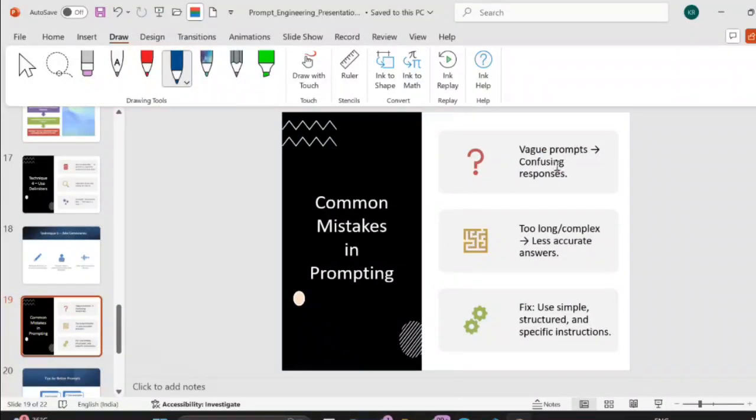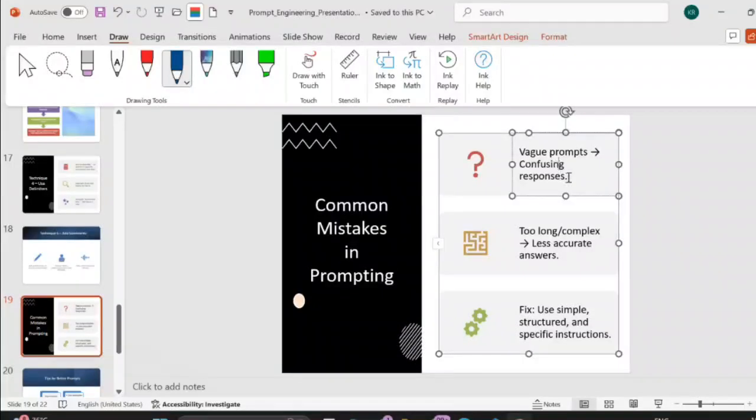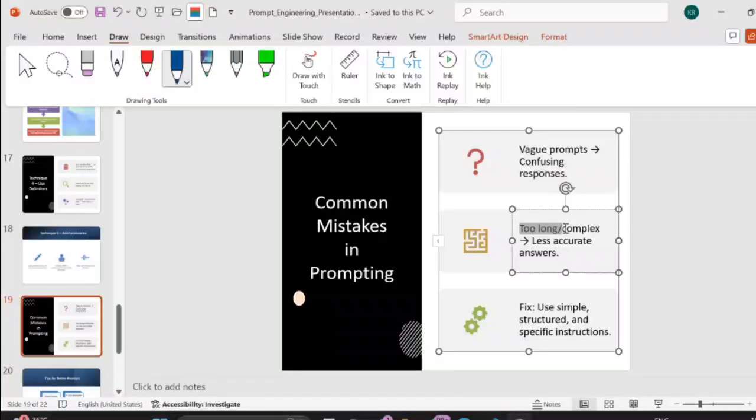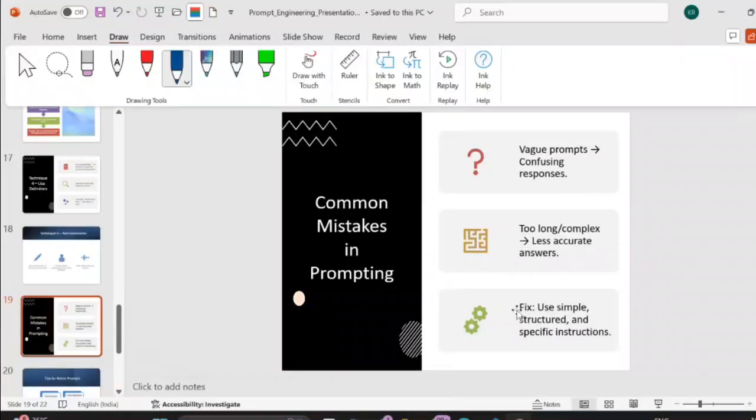Okay. So first, confusing responses. It's nothing but not clear responses. It's too long and complex. The response should be accurate and informative, and finally we need to fix it with structured and specific prompting instructions.